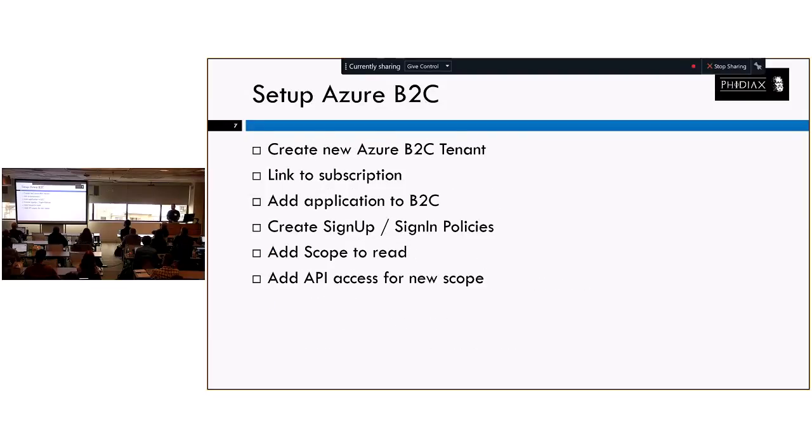So the first thing we're going to do is set up an Azure B2C instance. So we're going to create a new tenant, link it to a subscription, add the application, and go through the process there. Now, creating the tenant actually takes a few minutes to do, so I went ahead and created one for this demo. And I went ahead and linked it to the subscription that I have. I set up a free subscription for this, so if you wanted to follow along through the slides, again, you can grab the code from the repository, and we've got screenshots and everything of what to do there.